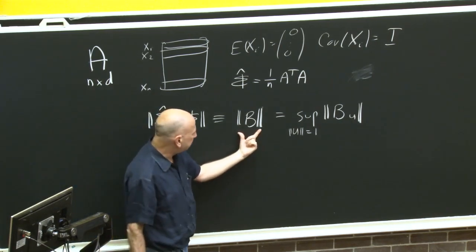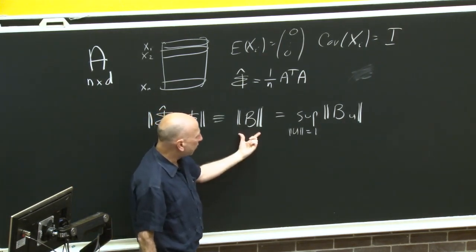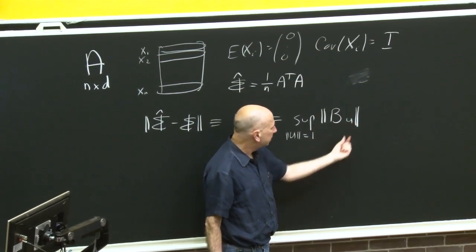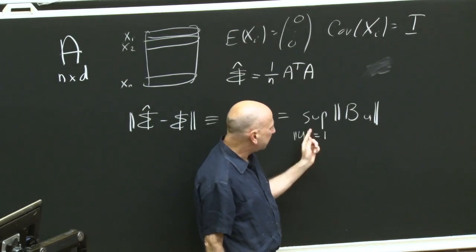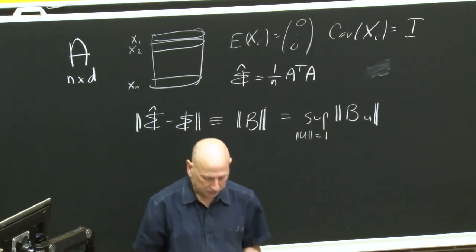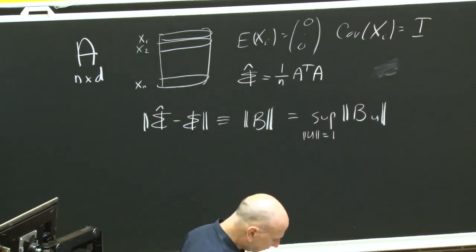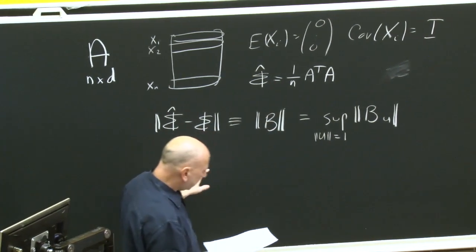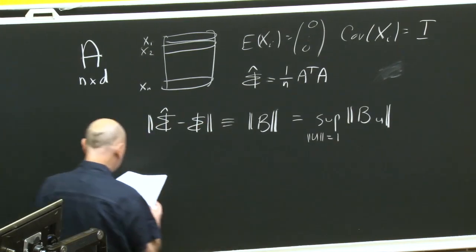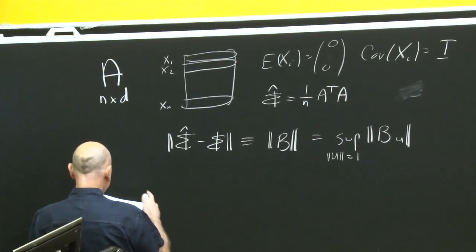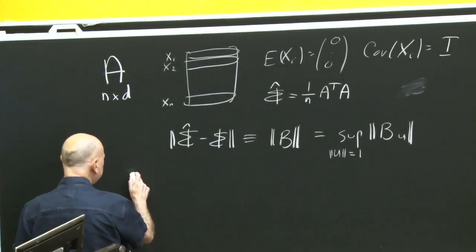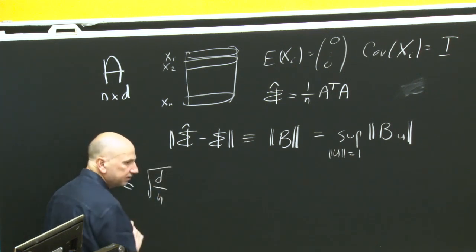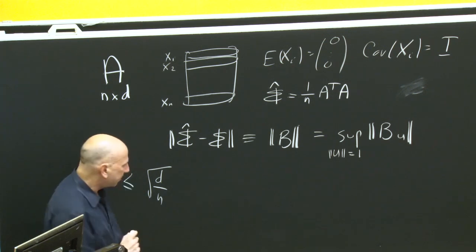So let's call this thing B. And remember, one way to write the norm is it's the sup of B times U, where U is a unit vector, and you take the sup of that over all unit vectors. So how are we going to control this thing? What I want to show you is that with high probability, this is going to be less than something of order square root of d over n.